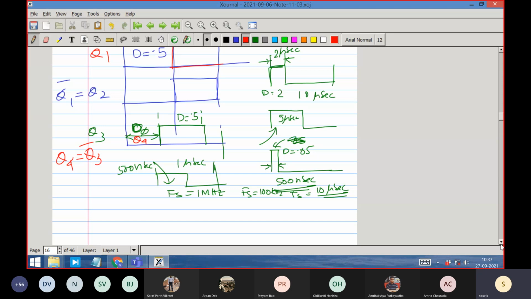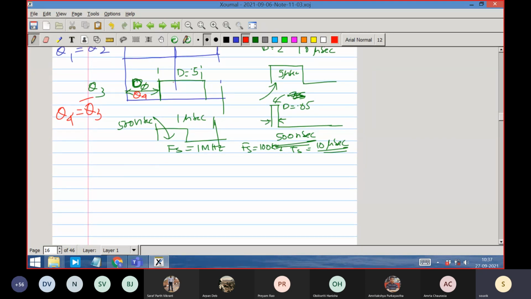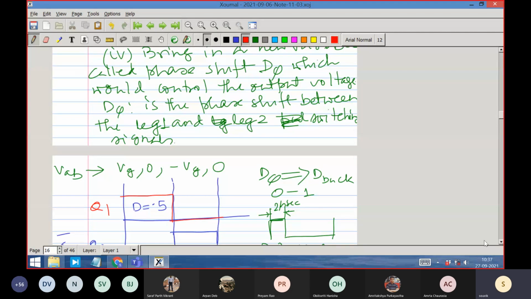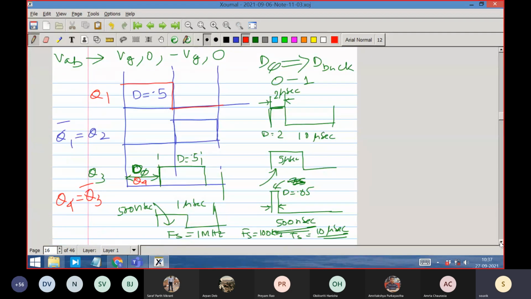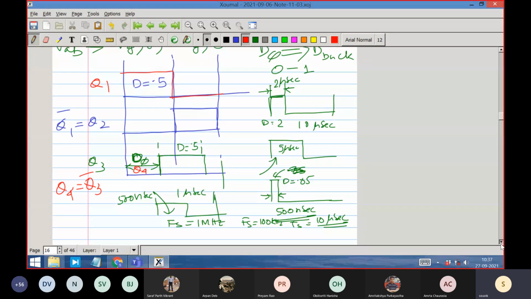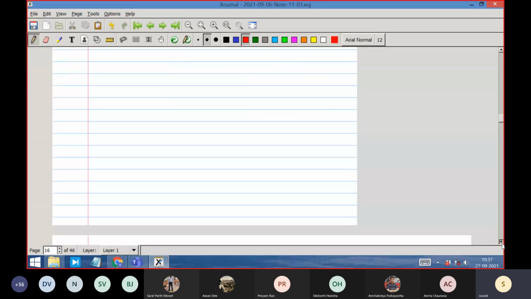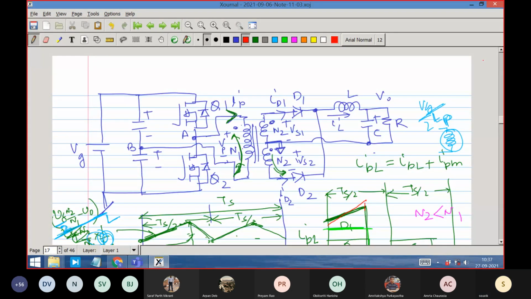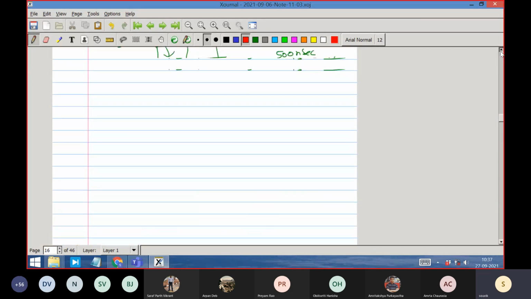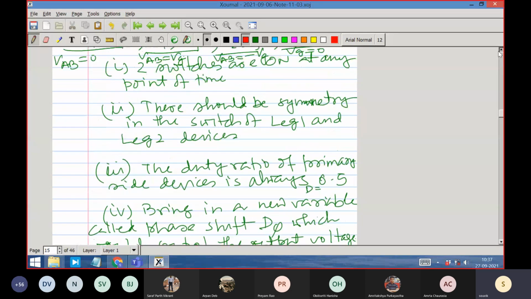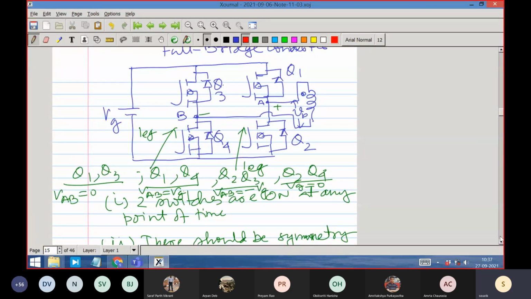So if that is there, what is VAB? Look at this. Initially, who is on? There are 4 steps coming here. First step is that Q1 is on and Q4 is on. Q4 is the red one. Can you see that Q1 and Q4 are on? If they are on, what would be the voltage? VAB is then equal to plus VG.